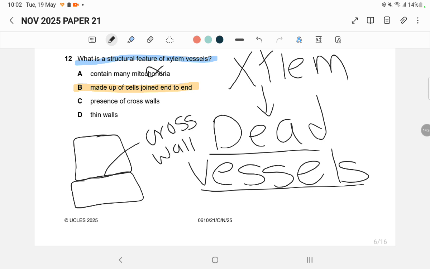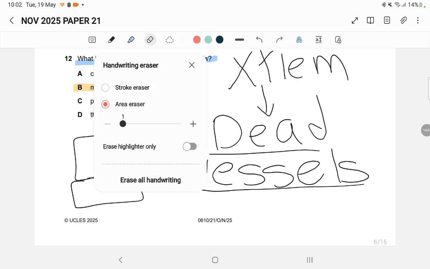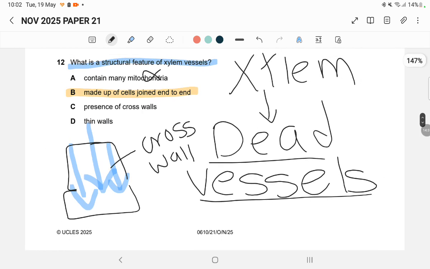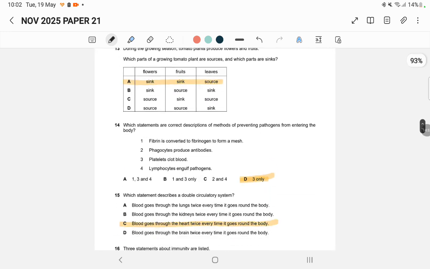That is what a cross wall is. Well, I don't have a cross wall; they have it free, as you can see here. Wait a minute, let me make it clear for you. Yep, they have this part free, so water can move freely and easily here. Thin walls? Of course not, they have thick walls to withstand the high pressure of water flowing through them. So the answer for 12 will be B.